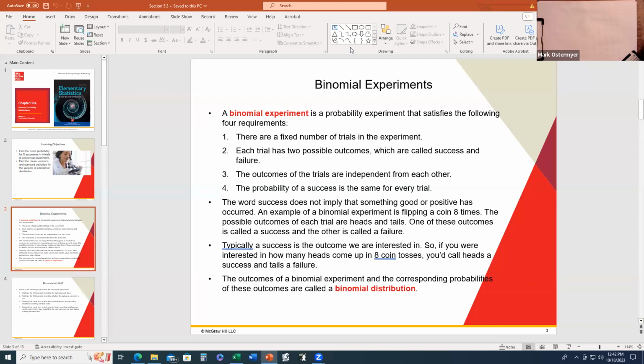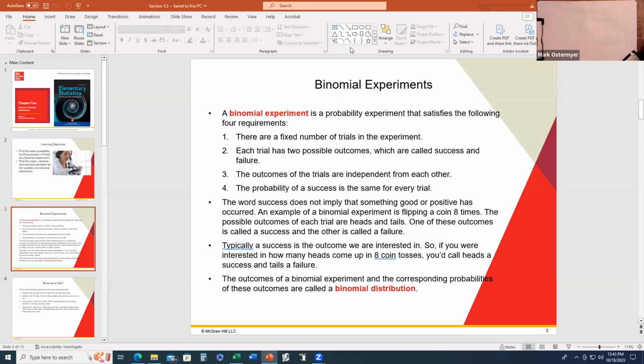Okay. All right. The fourth requirement for an experiment to qualify as being a binomial experiment is that the probability of a success or a failure must be the same every trial. Okay, must be the same every trial. In other words, let me give you an example. Suppose I have a biased coin, suppose the probability of tossing a head on my coin is like 70%.